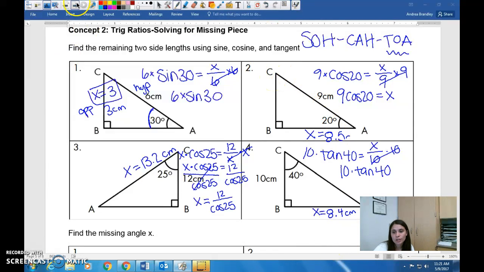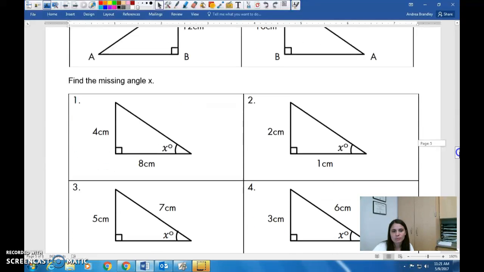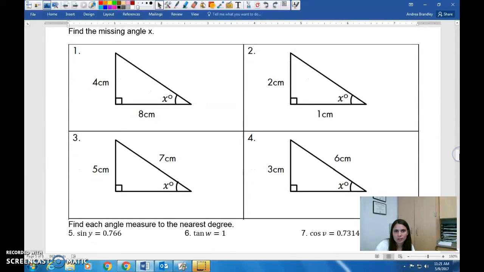The next section we're going to talk about missing angles. So I'm going to go ahead and scroll, and we're going to look for angles that are missing. So if I look at number 1, I'm going to go ahead and write my SOHCAHTOA up here to remind me. So if I look right here, I'm trying to find this angle, and I know the opposite and the adjacent to that angle, which is what we just did.